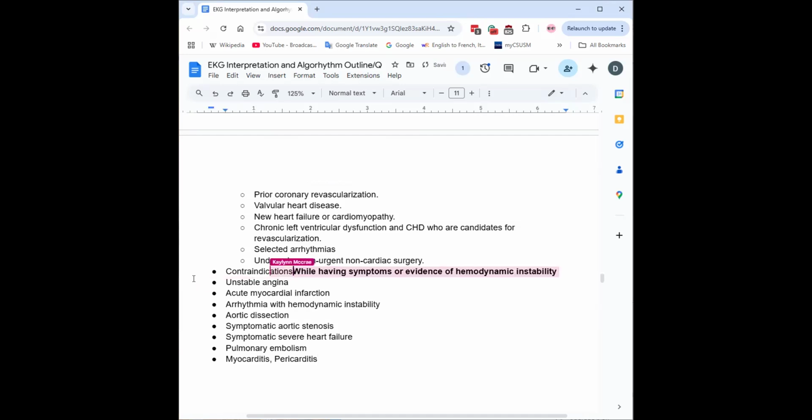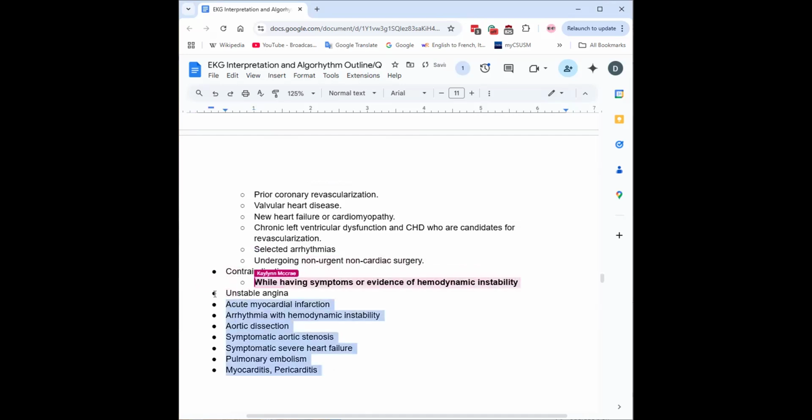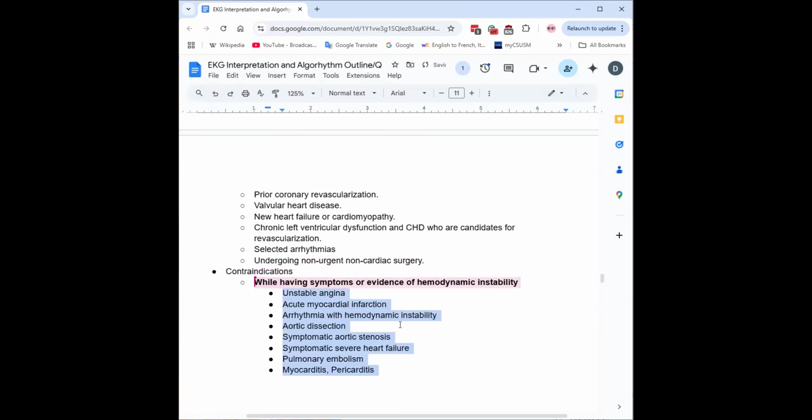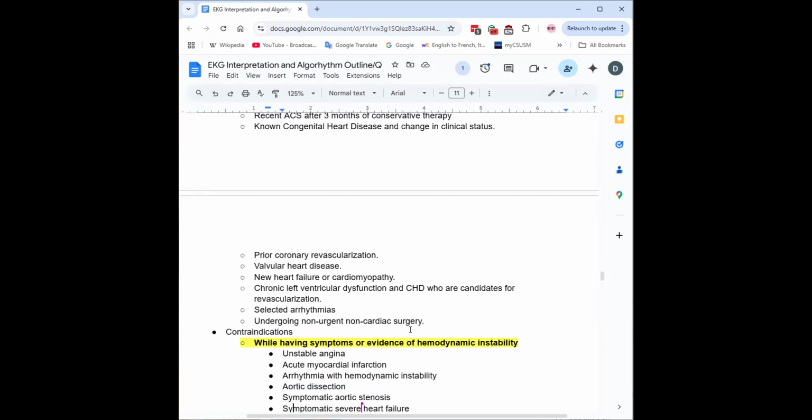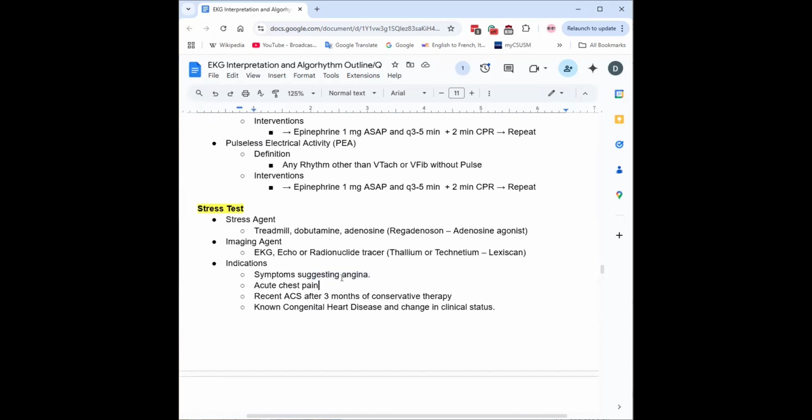Basically, if they're hemodynamically unstable, they've got unstable angina, acute MI, aortic dissection. This guy's dying. Essentially, if they are actively hemodynamically unstable, we don't put them under more stress. It doesn't make sense. I guess this one's more like they've had symptoms of angina, but they're stabilized.